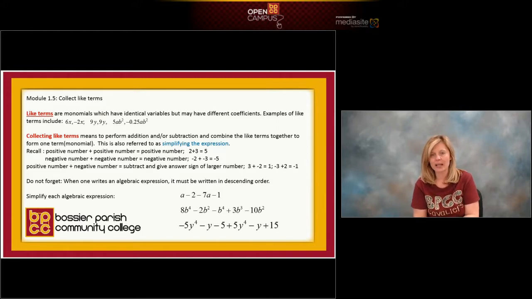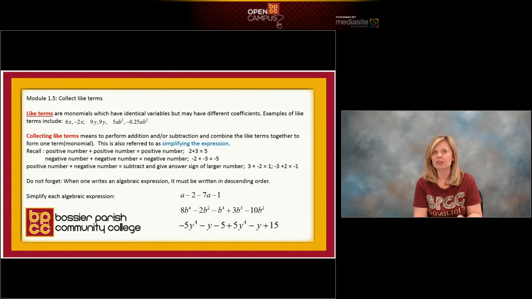9y and 9y are like terms. It has nothing to do with the number 9. It has to do with the variable. 9y is 9 yo-yos. 9y is 9 yo-yos. I have the like thought. We're talking about yo-yos. My last example, 5ab squared, negative 2500ths ab squared.